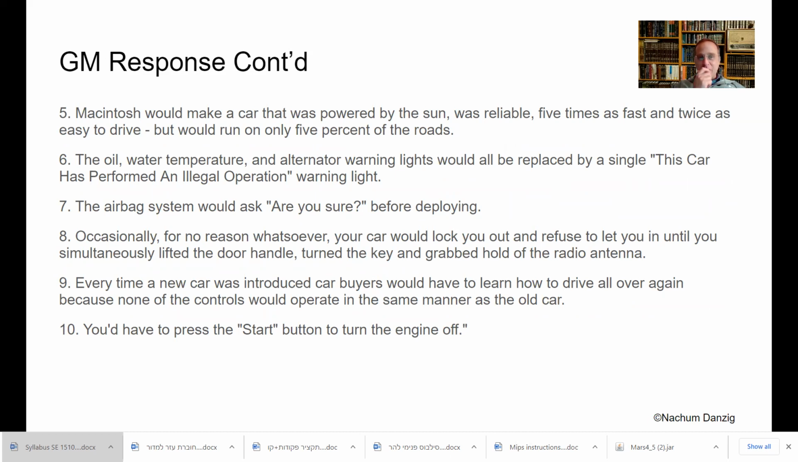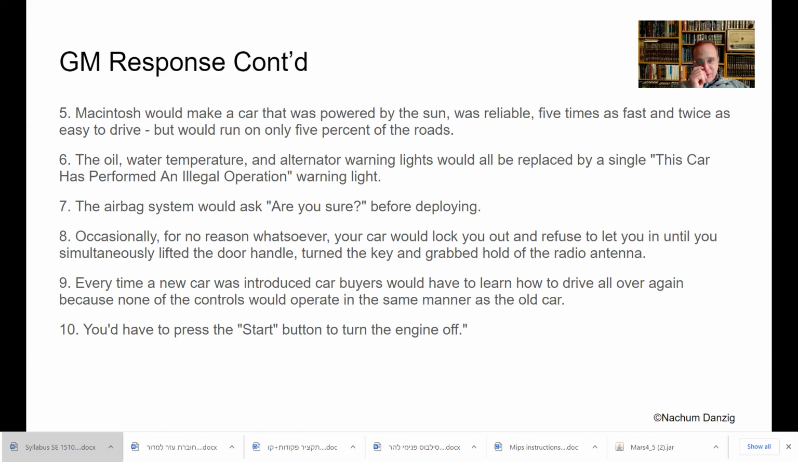Macintosh would make a car that was powered by the sun, was reliable, 5 times as fast, and twice as easy to drive. But it would only run on 5% of the roads. Well, you guys don't know what that means, but it used to be that you could only buy Apple software for Apple computers, and you couldn't buy any third-party software. That's what they mean by that.